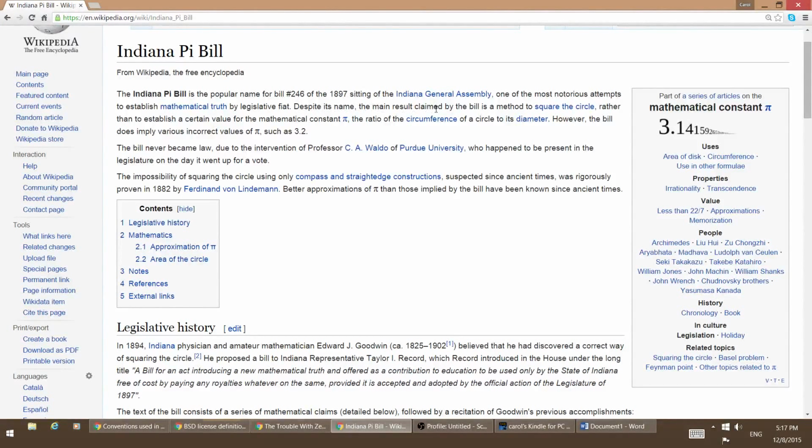Despite its name, the main result claimed by the bill is its method to square the circle rather than establish a certain value for a mathematical constant, the ratio of the circumference of a circle to its diameter. However, the bill does imply various incorrect values, such as 3.2. The bill never became law due to the intervention of Professor C.A. Waldo. Where is Waldo, right? Of Purdue University, who happened to be present in the legislature on that day it went up for a vote. The impossibility of squaring the circle using only compass and straight edge constructions, and let's look at that.